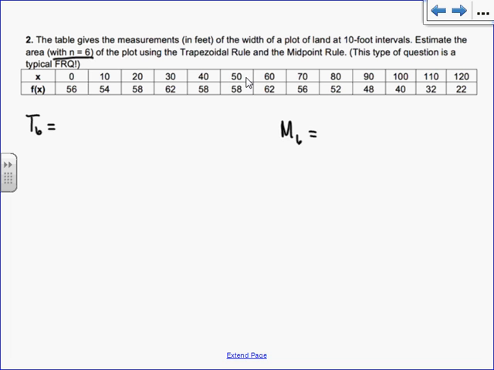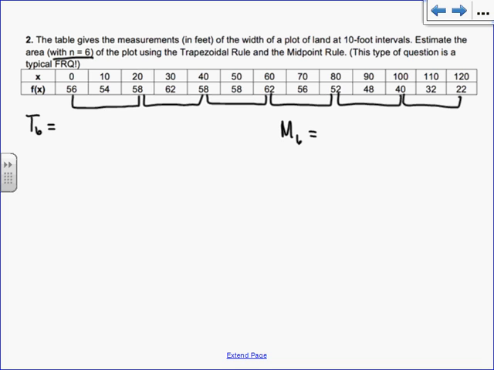But if we have n equals 6, basically since we have 0 to 120, that's a distance of 120. We want to take size 20 for our interval. So we're going to have 0 to 20, but then also 20 to 40, 40 to 60, 60 to 80, 80 to 100, and 100 to 120. Okay, so we're skipping all of those ones in the middle. They don't actually really even matter. They will for the midpoint rule, though.